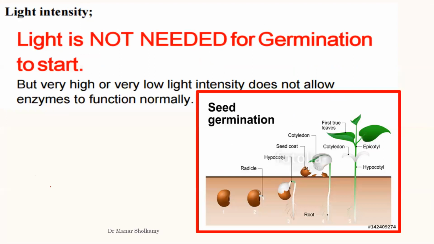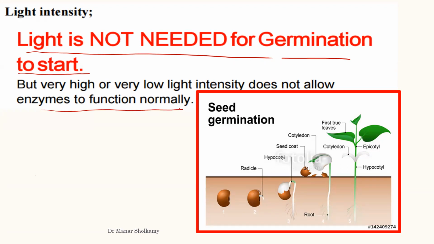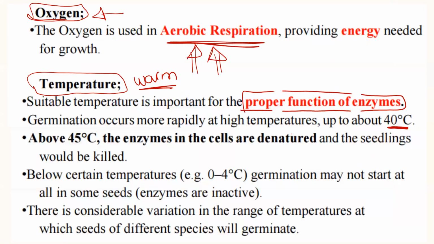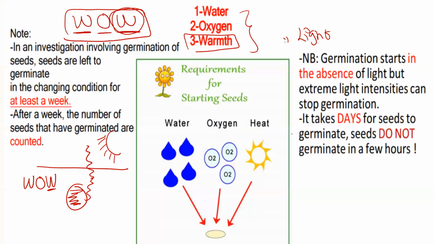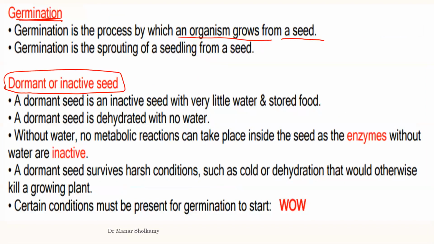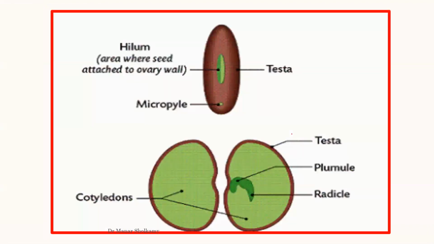Okay, so clearly here, light is not needed for germination, but very high or very low light intensities do not allow the enzymes to function normally, because at some point, the plant will be exposed to the light and will start photosynthesis, so it will need light then. Okay, now, these questions usually appear in paper 6, the germination and the growth of the plant.